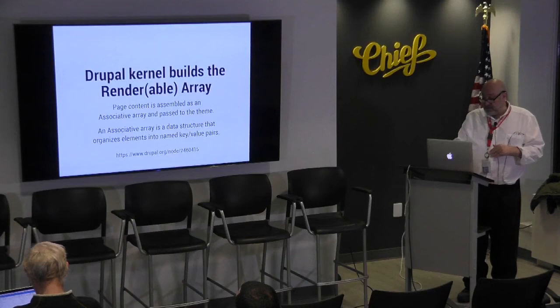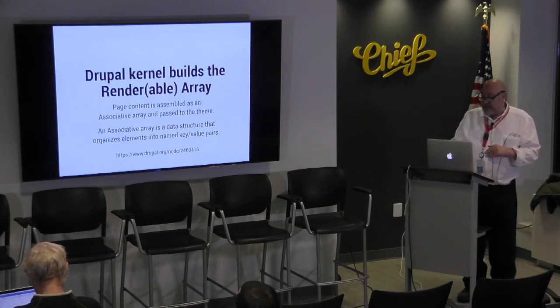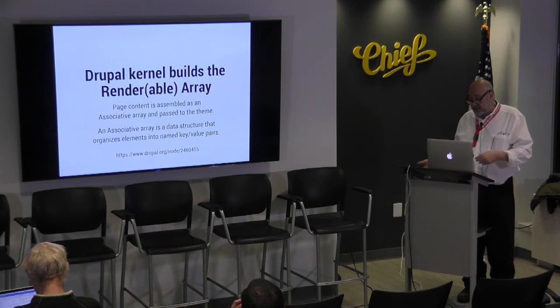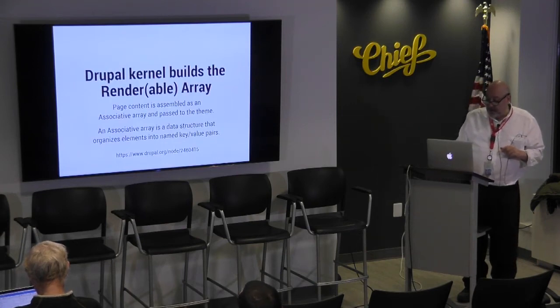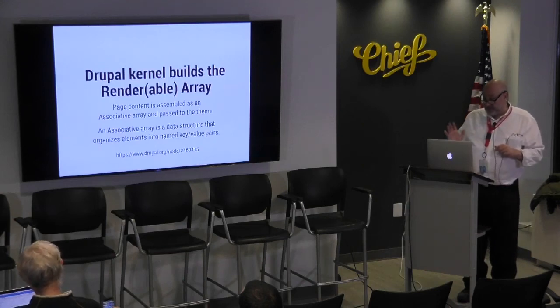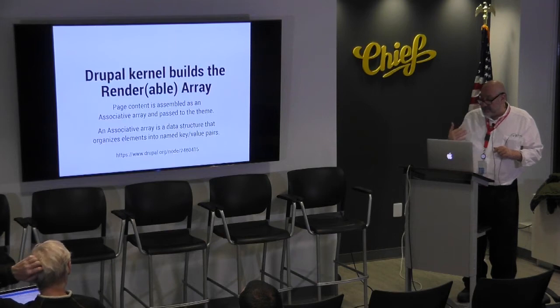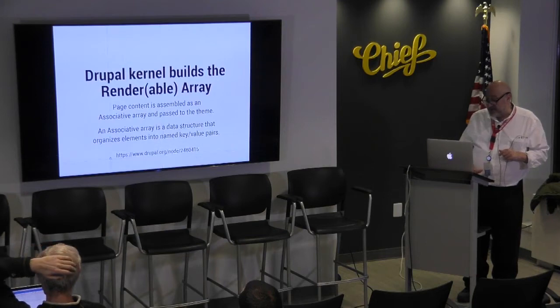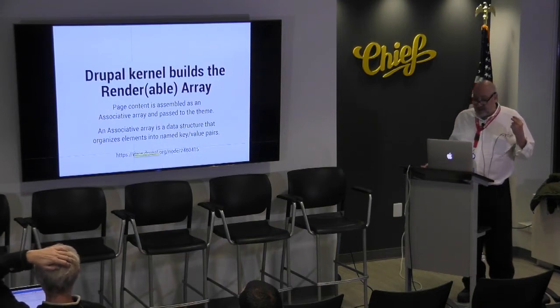So an associative array is a data structure that organizes elements into named key value pairs. Key being the label, value being the stuff. Key is title, value is my great vacation or whatever it is. And you can find out more about that at drupal.org node/.